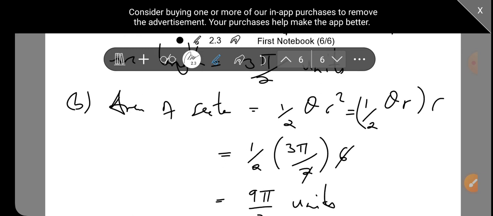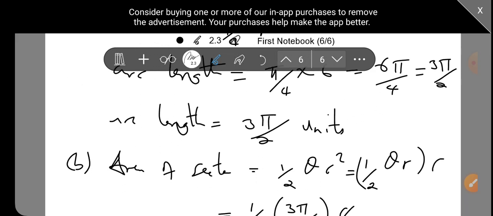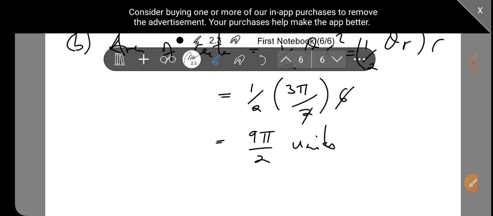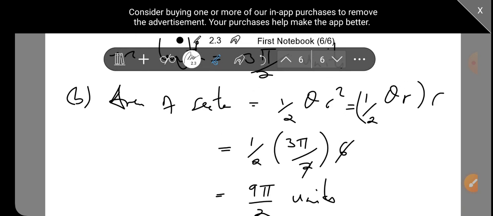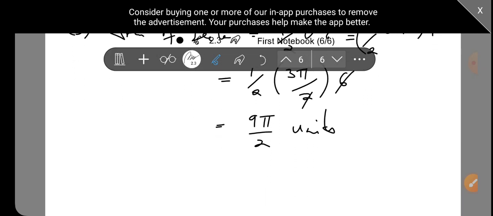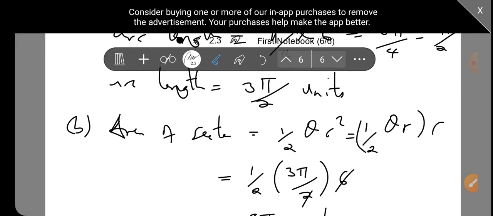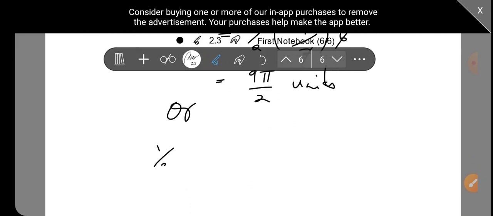I solved it like this because I started with finding the arc length. But if I had not found the arc length, then I would have just maintained it as it is. That's one way to solve it. Alternatively, all I could have done was to say it's half theta r squared. What's my theta? My theta we found to be pi by 4. So it would be half times pi by 4 times r squared, which is 36.